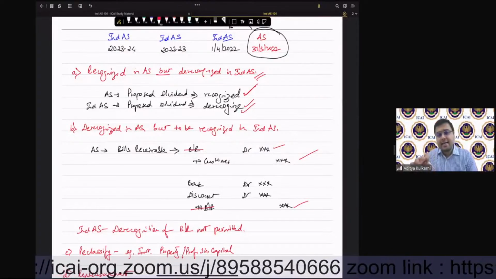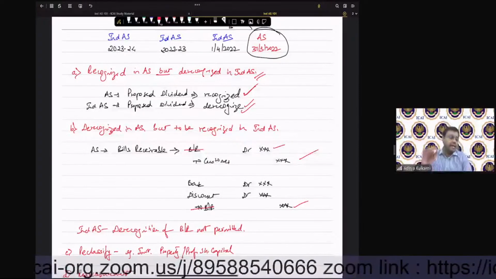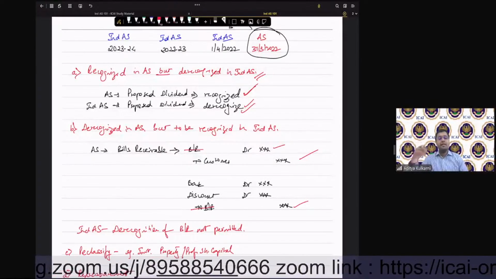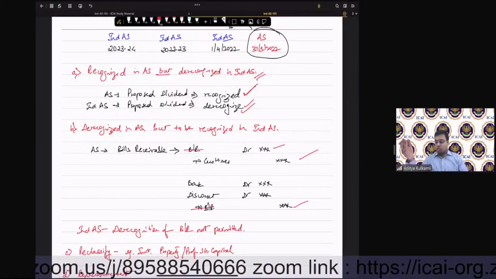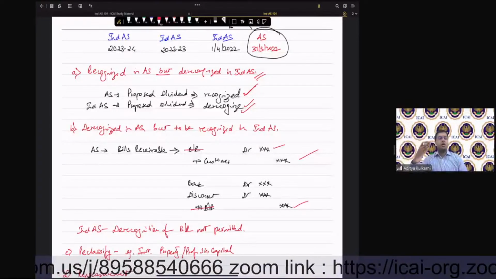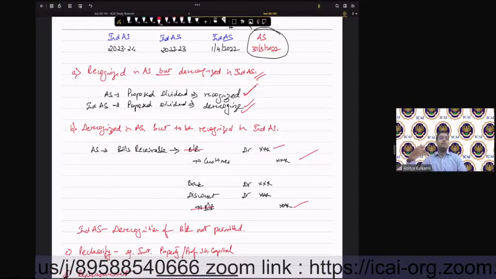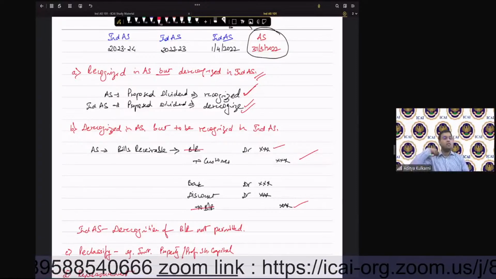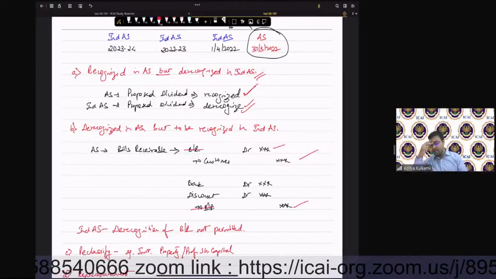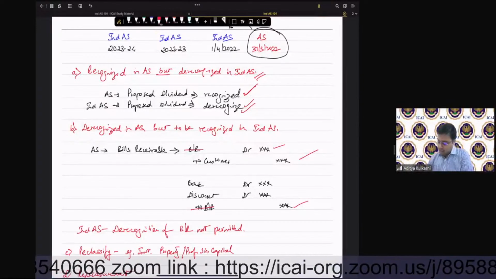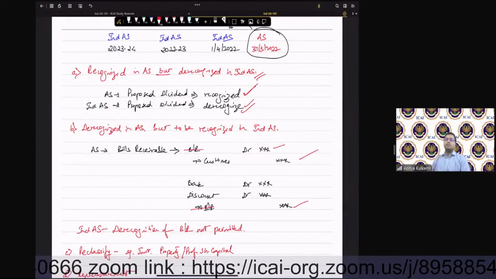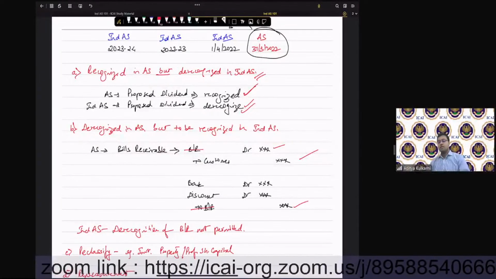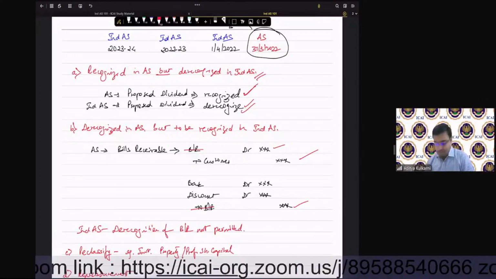Can I de-recognize this bill receivable under Ind AS? Answer is no. Why can you not de-recognize? Because the liability has not gone from your head. Tomorrow, if your customer fails to honor his bill, the bank will come to you and demand the money from you. So technically, your liability has not vanished. So under Ind AS, de-recognition of bills receivable is not permitted. Are we able to follow? Yes. Are we able to understand?